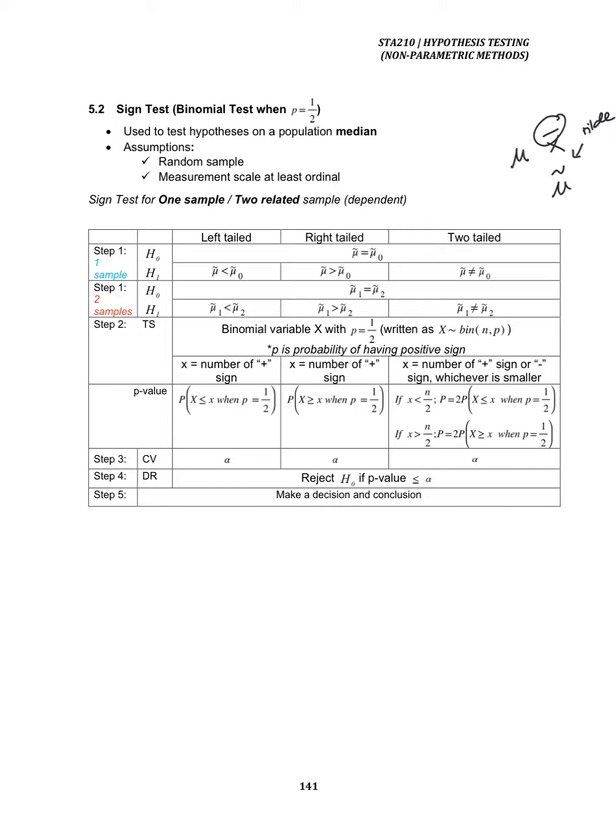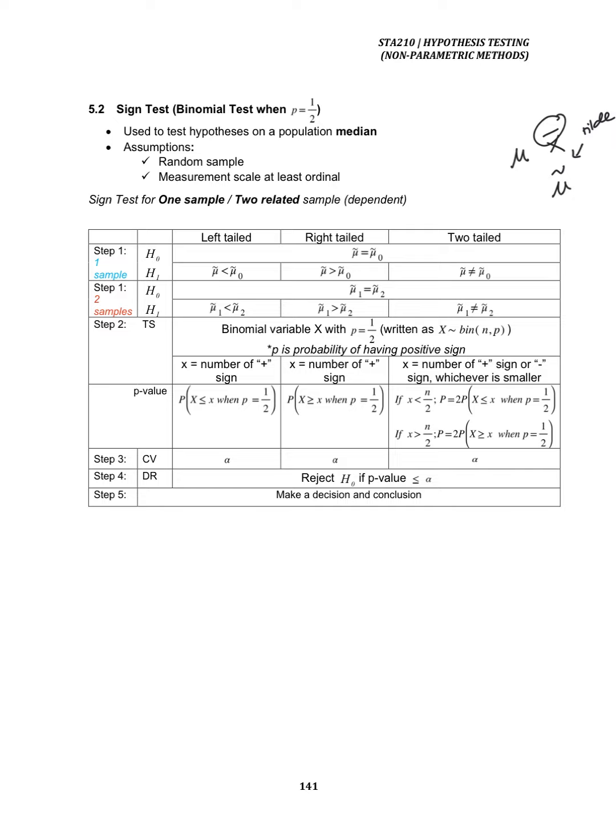And then step 2 involves the test statistic. The test statistic here involves the binomial variable x with p equals to half. The probability of success is only when p equals to half. So note that here p is the probability of having a positive sign.